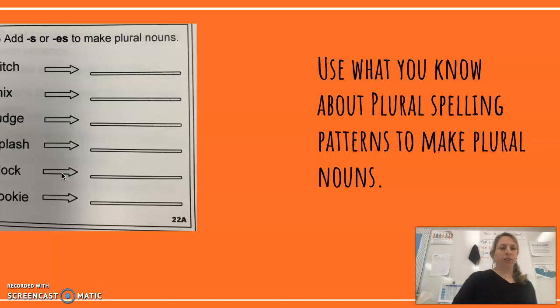Okay, let's see what you got here. So we have ditches, and you hear when I said ditches, you hear the es sound. So we want to make sure we put that ES on the end. We wouldn't want to say dishes. It all blends together if we don't have the ES sound. So mixes would be ES. Judges, since it ends in an E, all we have to do is add an S. Splashes would be ES. Clocks, did you hear the es? No, just s sound. And then cookies ends in an E, so we only have to add an S.